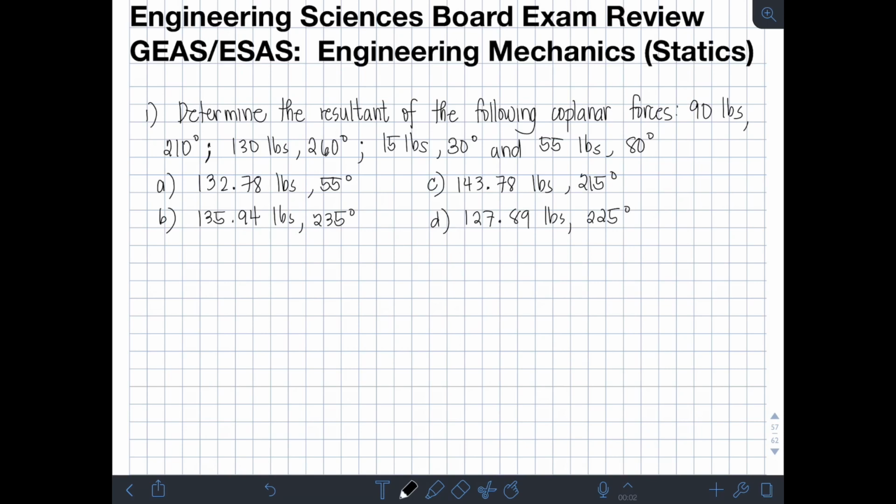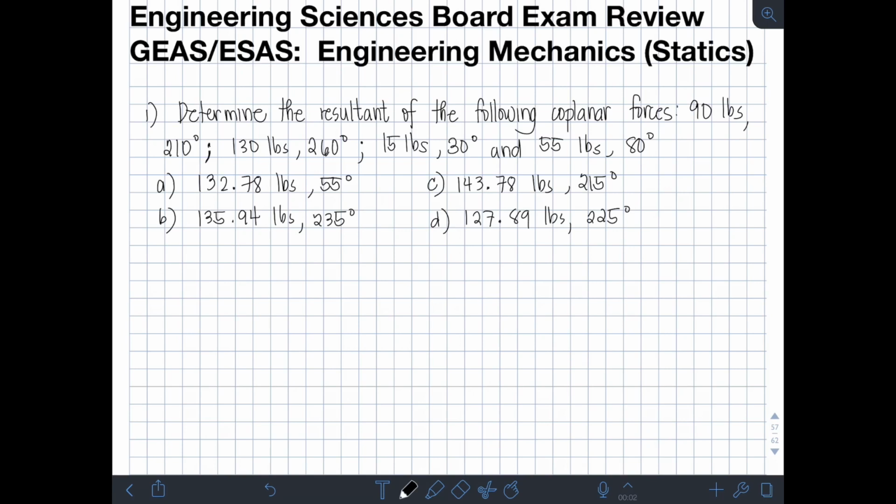Determine the resultant of the following coplanar forces: 90 pounds to 110 degree, 130 pounds to 160 degree, 15 pounds 30 degree, and 55 pounds 80 degree. Okay, so meron daw tayong given na 4 coplanar forces. Hanapin daw natin yung resultant nila.